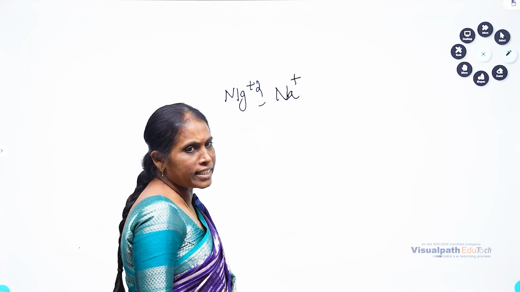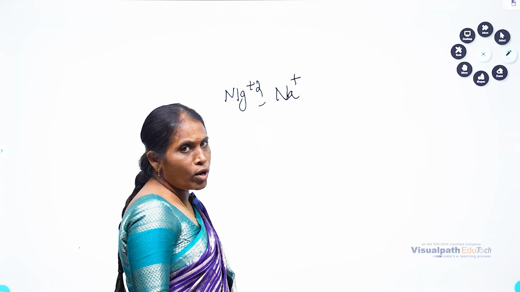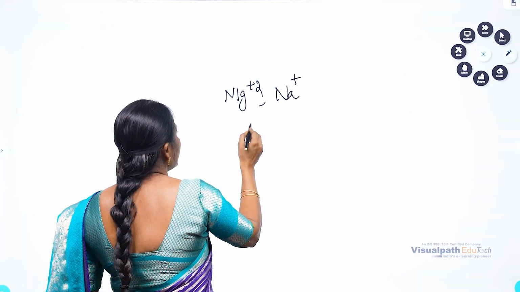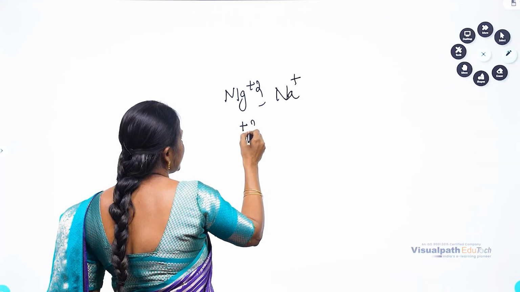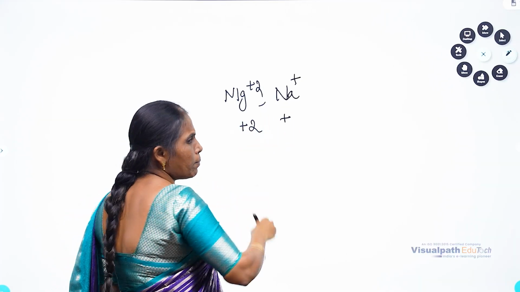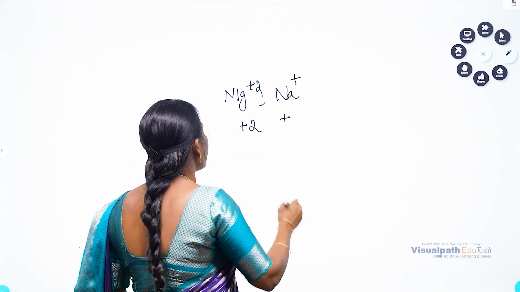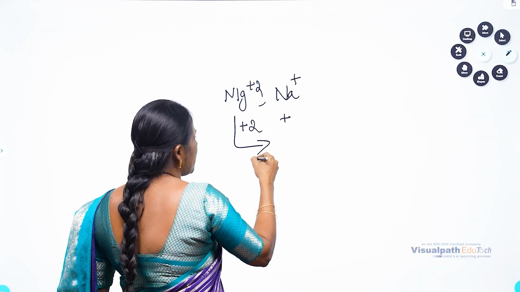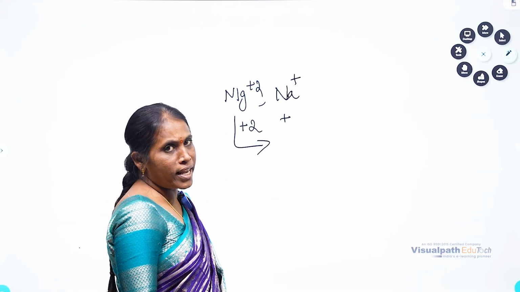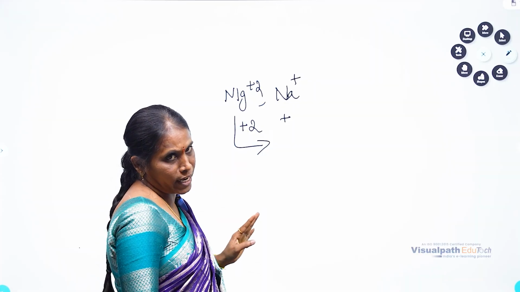So in these two examples, which one has more polarization? Here, magnesium has a plus 2 charge and sodium has only a plus 1 charge. So here it has more charge. Automatically, magnesium, Mg plus 2, has more polarization compared to sodium.